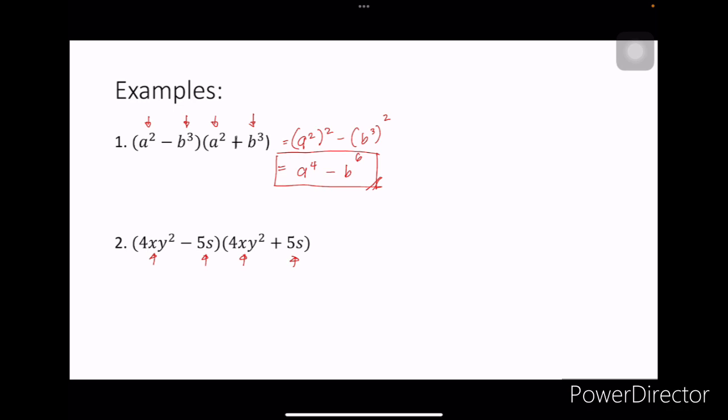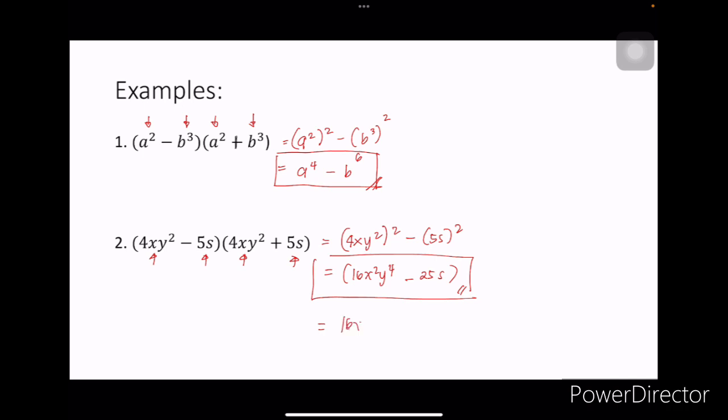So with that, according to the sum and difference of two expressions, you simply square the first term minus the square of the second term, where our first term is 4xy squared, quantity squared, because we need to square the first term, minus the square of the second term. So you will have now 16x squared y to the fourth minus 25s. So this is now our final answer. Or maybe you should write it this way, since we don't need to put it inside a parenthesis, x squared. This is s squared.